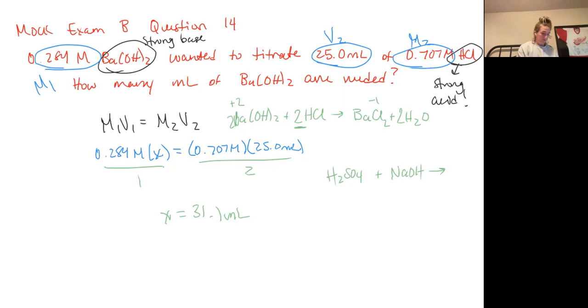So if we predicted the products, what are going to be the products of H2SO4 and NaOH? We know that this is a strong acid. We know that this is a strong base. Good, so we'll have Na2SO4, and what else? Good, and water. So how do we balance this?